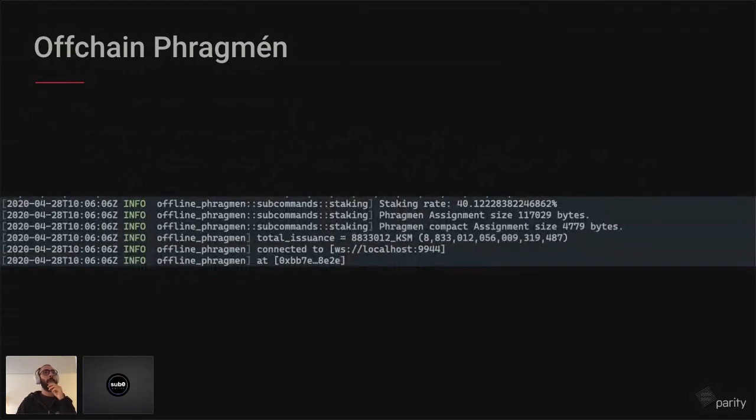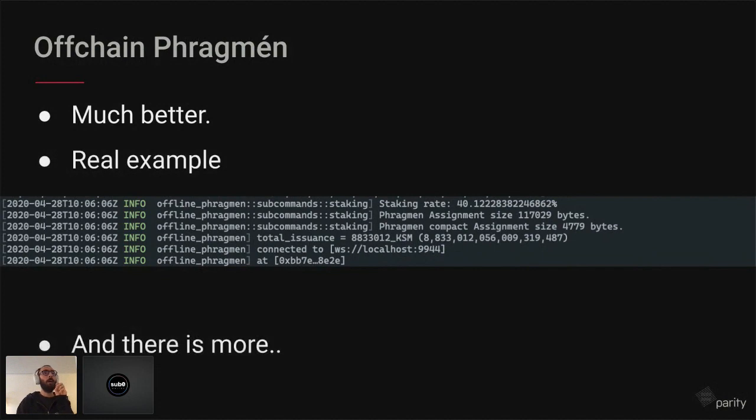This is a snapshot that I took from a tool which I might have time to talk about later today, from the live Kusama network. The normal assignment size without any optimization is roughly 117 kilobytes, whereas the compact assignment I just talked about, with all these complications, is around 4 kilobytes. So you can see the difference is huge. Although there's more.